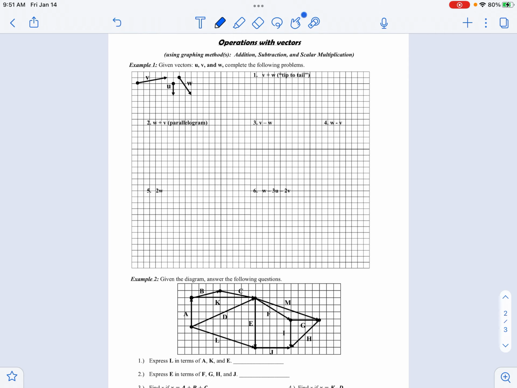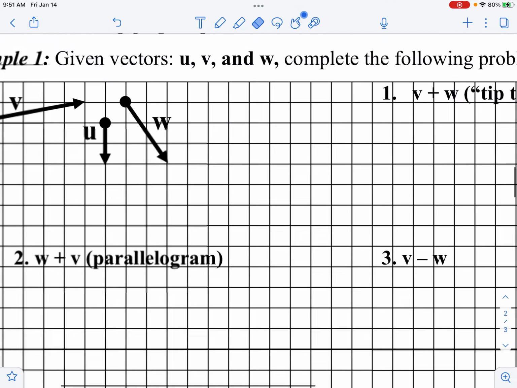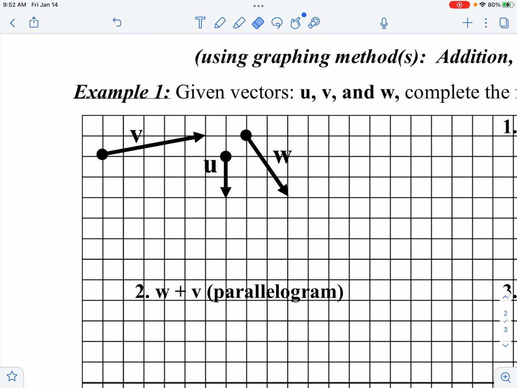So this is operations with vectors. We're going to be using a graphing method, and we're going to do addition, subtraction, and scalar multiplication. So example 1, it says, given vectors u, v, and w, complete the following. We're going to do v plus w, w plus v, v minus w, w minus v, and so forth. If you look ahead, notice that we're going to need the opposite of v. So next to these drawings of v, u, and w, I'm going to draw their opposite vectors too, so that I can use those in the future. I think this is a really good idea, okay?